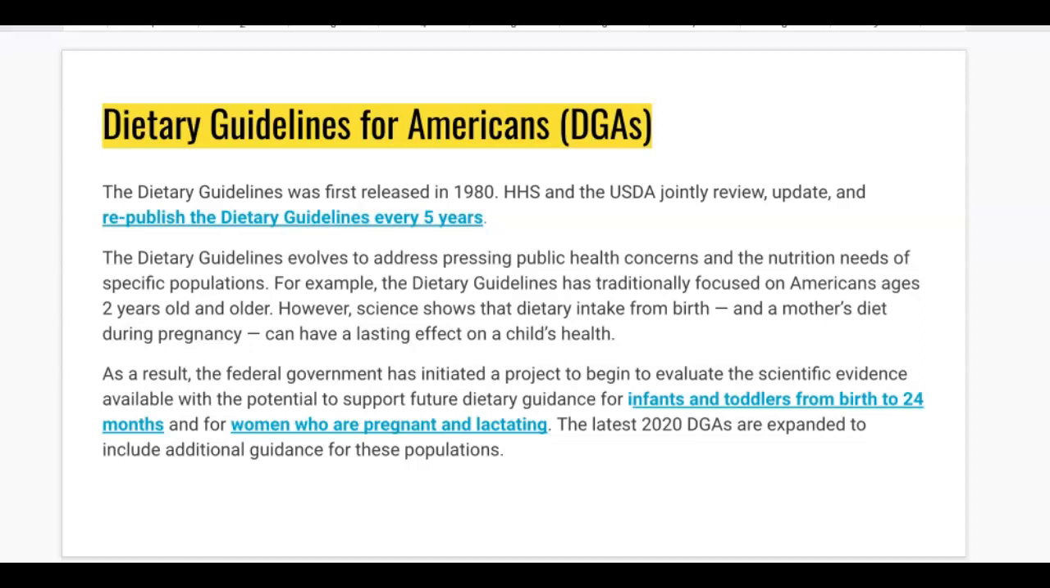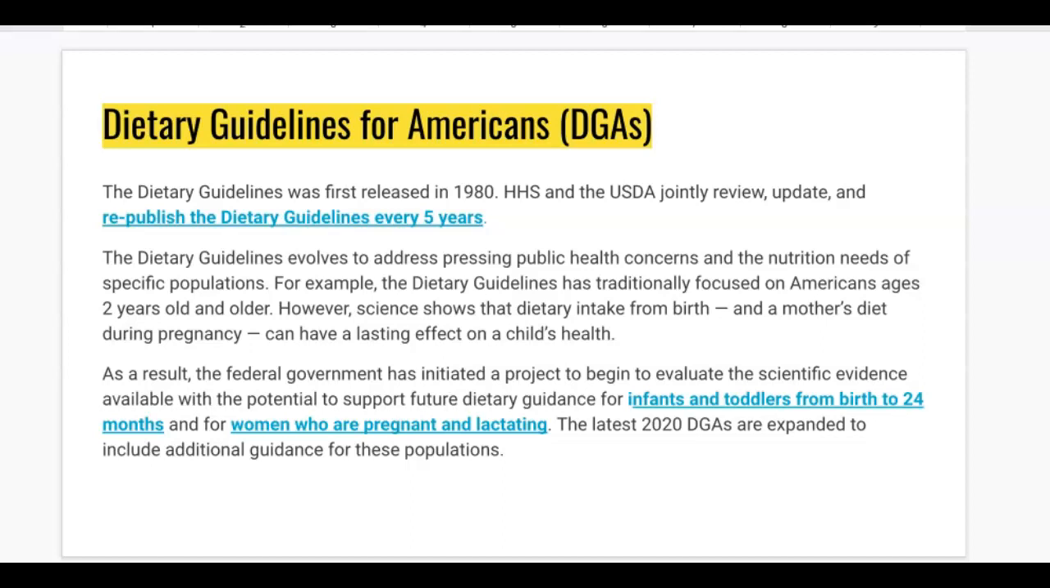But basically the DGAs evolved to address the pressing public health concerns and nutrition needs of specific populations at that time. So they're going to change a little bit every single time that they're republished, based on the needs of our country.